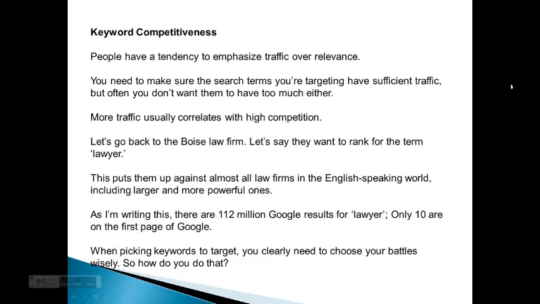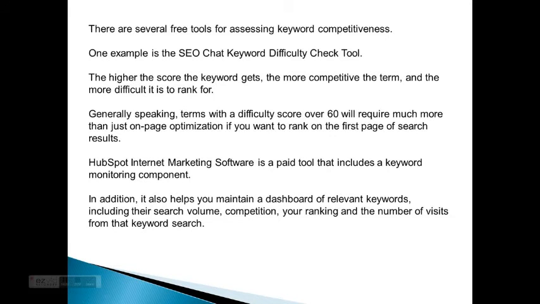There are several free tools for assessing keyword competitiveness. One example is the SEO Chat Keyword Difficulty Check tool. The higher the score the keyword gets, the more competitive the term and the more difficult it is to rank for. Generally speaking, terms with a difficulty score over 60 will require much more than just on-page optimization if you want to rank on the first page of search results.